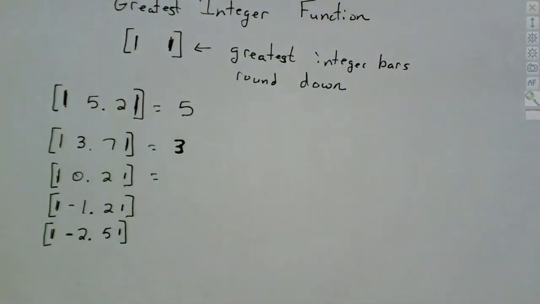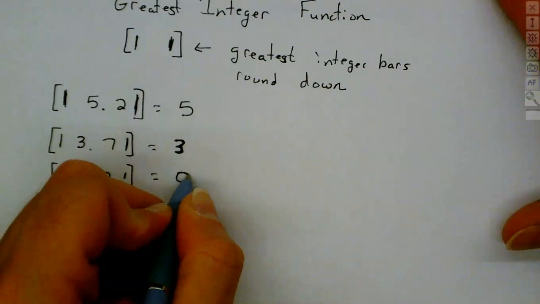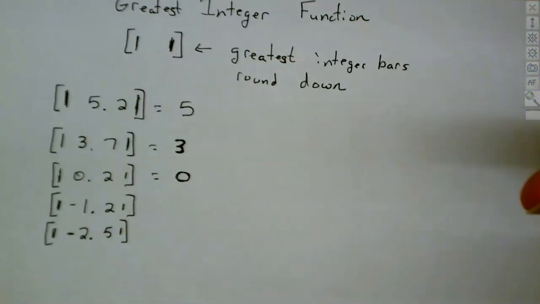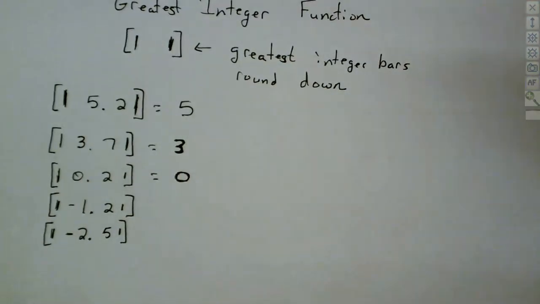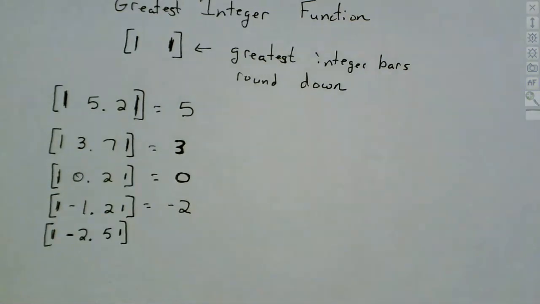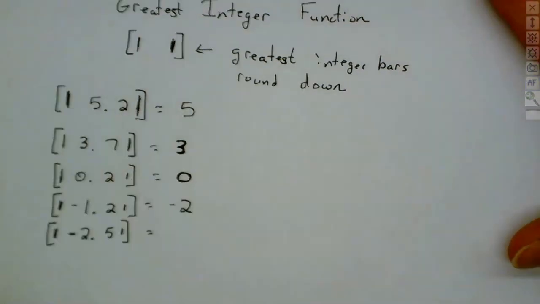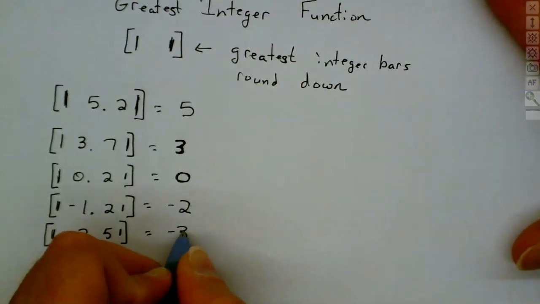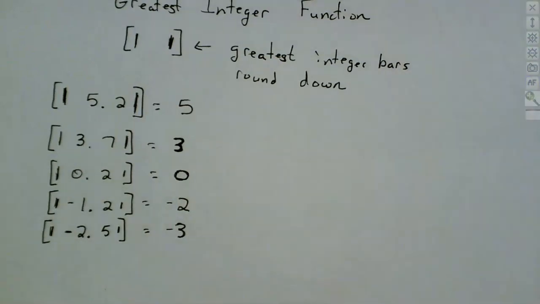0.2 would go down to 0. What about a minus 1.2? Watch your signs here and think about what you have. Minus 1.2 would go down to minus 2. Right? You're going down to the next integer. What about a minus 2.5? Well, a minus 2.5 would go down to a minus 3. Okay? It's going down. And think about negatives are over here, so you have to go down to the next one.